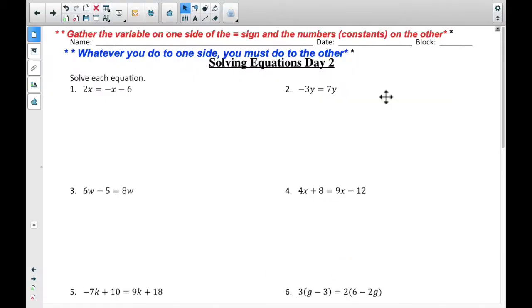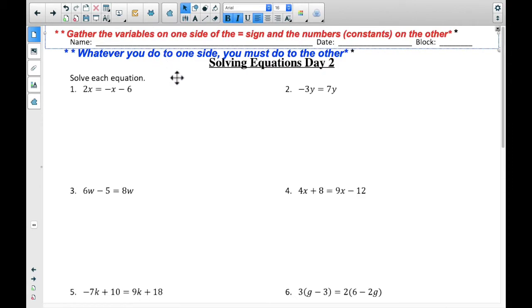In this lesson, there's two really important things that we need to remember. One of them is what I have here in blue: whatever you do to one side of the equal sign, you have to do to the other side. We've been doing that, so we're familiar with that, but just don't forget it. Secondly, in this lesson we're going to have variables on both sides, and that can get confusing sometimes. So your goal is to gather all of the variables on one side of the equal sign and all of the numbers, or the constants, on the other side. All the variables on one side of the equal sign, all the numbers on the other side.